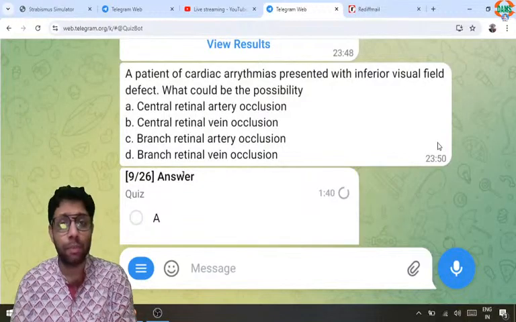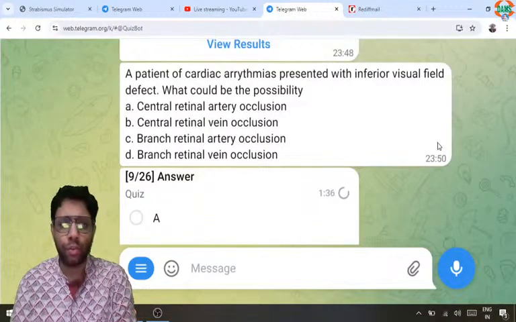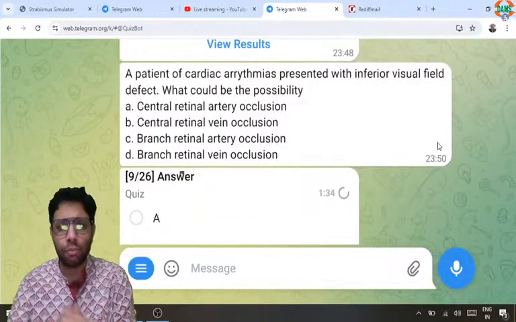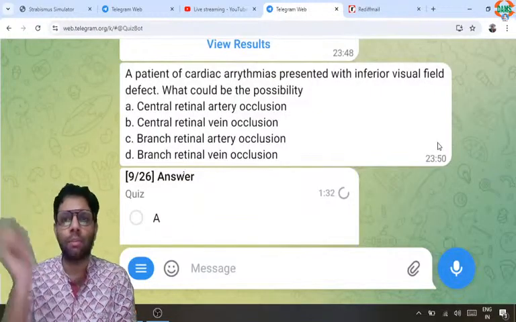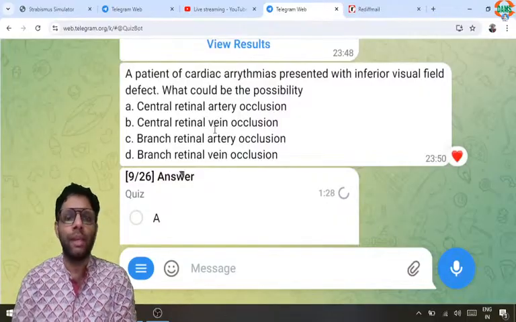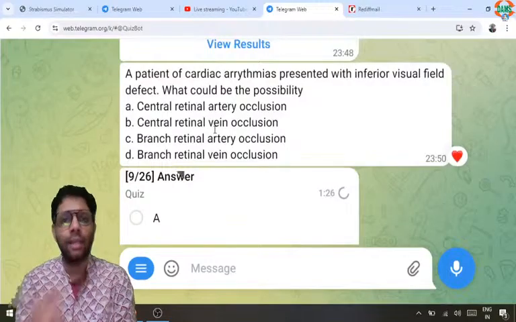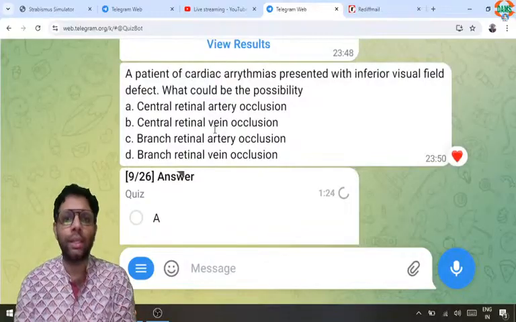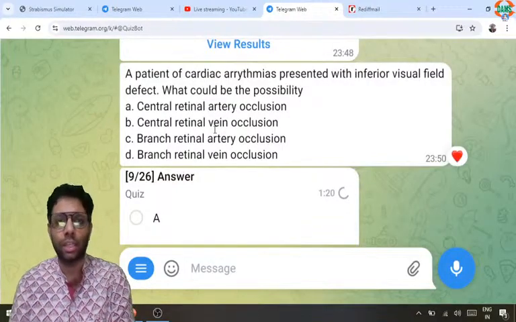In the PYQ, INI CET, there was rheumatic heart disease with an inferior visual field defect only. Now, if there is an inferior visual field defect, it means the superior part of the retina might be involved. It means it cannot be central retinal artery or vein occlusion. In central retinal artery occlusion, the entire retina is involved. Ganglionic layer edema is maximum in the macula, sparing the fovea. That's why there is a cherry red spot.